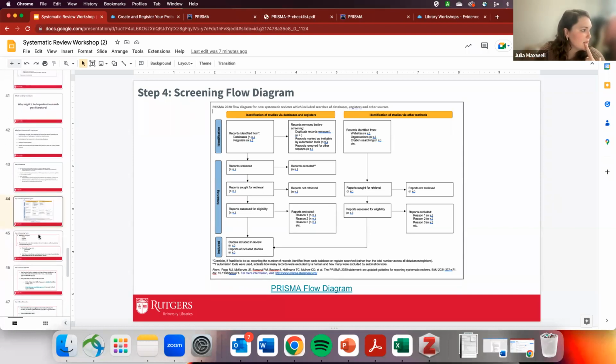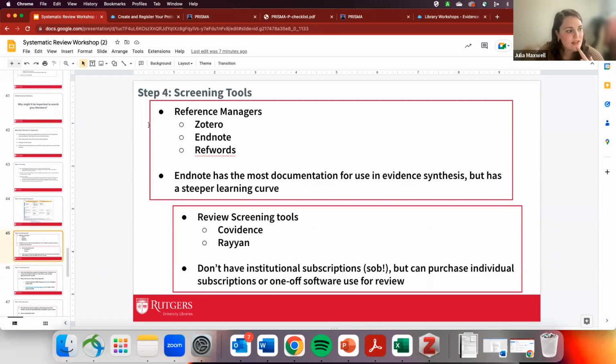All right. Screening tools. I think I've touched on all of these already. We can do reference managers. We have specific screening software that's come out. We don't have institutional subscriptions to any of the screening software. Covidence is the big one. Some schools are starting to get it. I'm trying to push for it, but I haven't been successful so far.